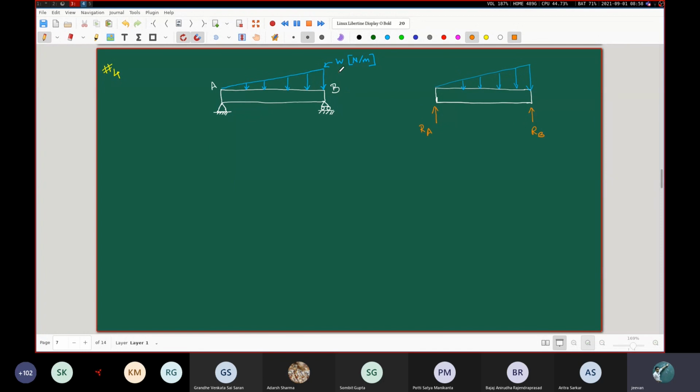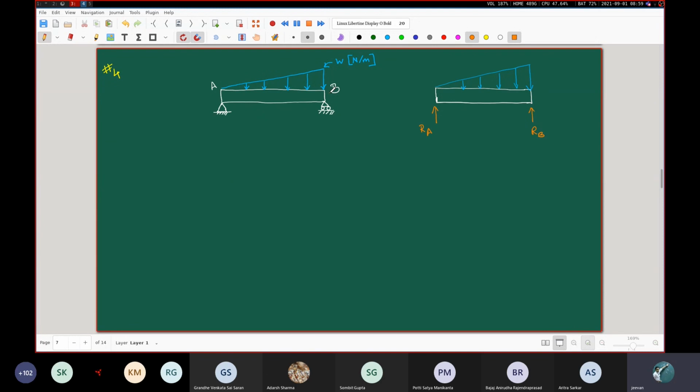Please note that when I'm drawing this kind of triangular distribution and indicating it by this W, what I mean to say is that the intensity of force, or the strength of this force per unit length, at the right end at B is W. At the left end it is 0. So it is linearly increasing from 0 Newton per meter to W.